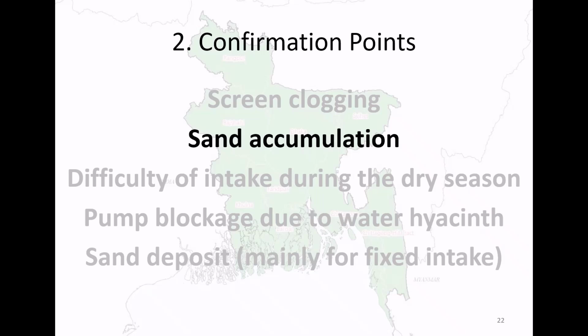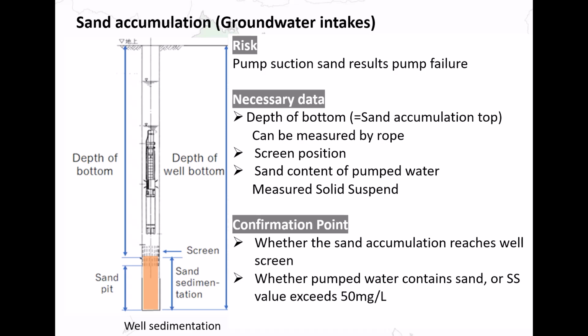The next confirmation point is sand accumulation. After well construction, sand accumulation occurs at the bottom of the well over time. As shown in the picture, the pump can get close to sand accumulation when it grows from the bottom. It causes pump failure by pumping sand up from the pump suction. When the screen is damaged, sand can pass through the screen easily. Also, overpumping increases the flow velocity, making it easier to draw in sand. These factors can cause rapid sand accumulation inside the well.